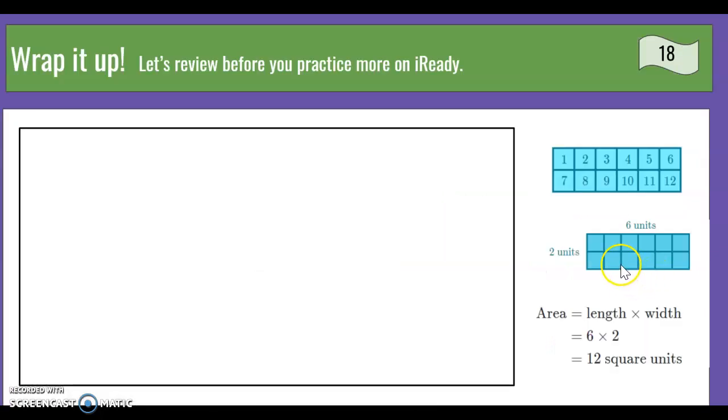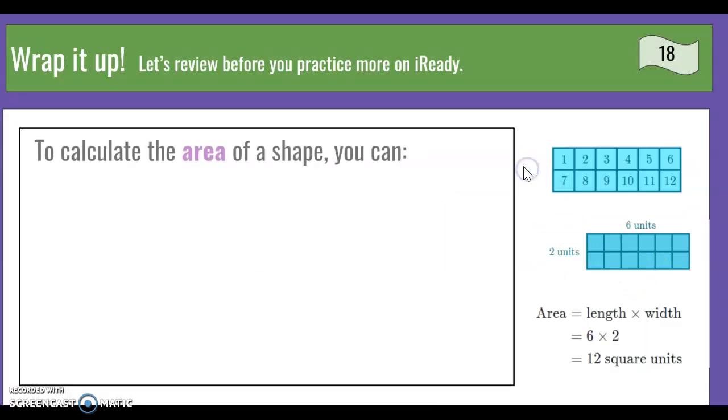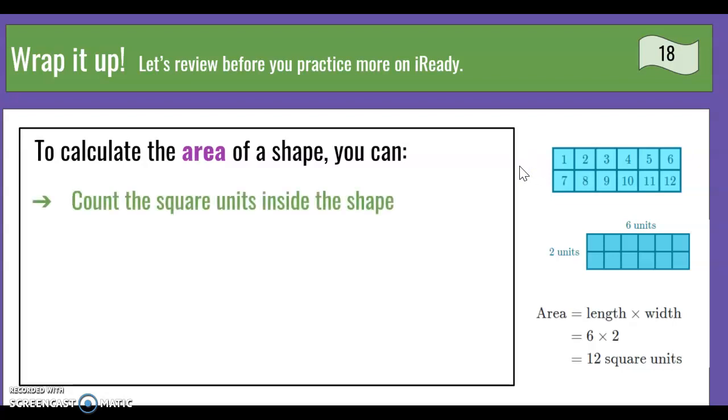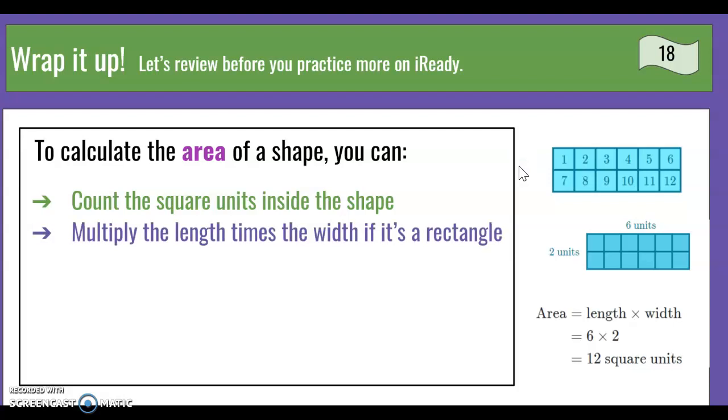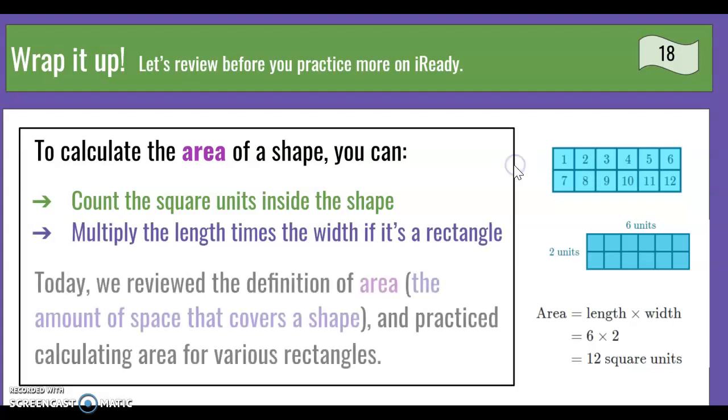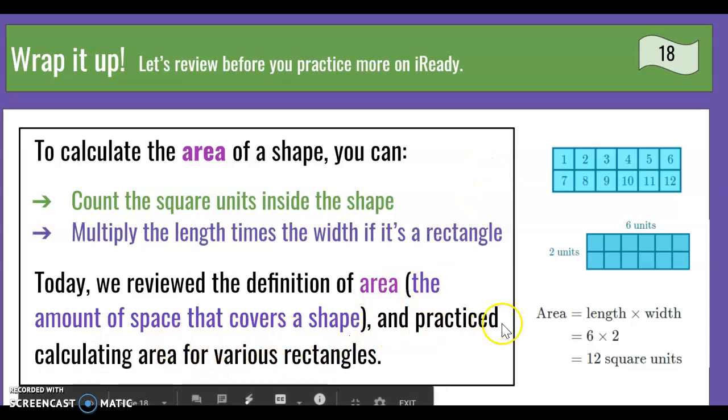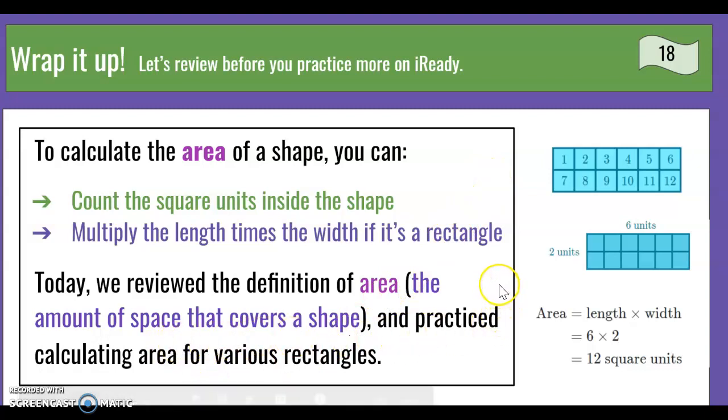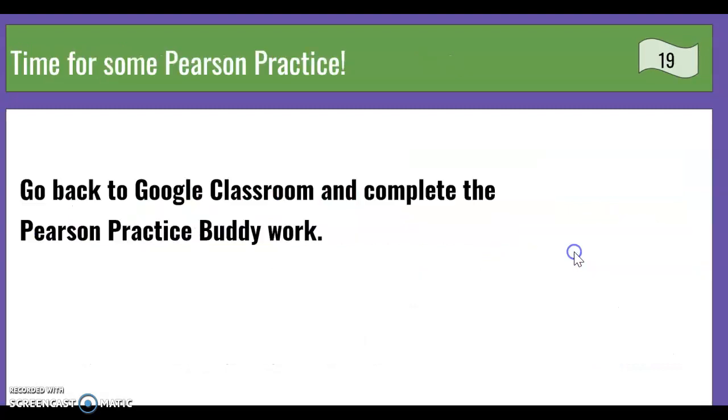Okay, let's wrap it up today. Let's review before you practice. To calculate the area of a shape, you can count the square units inside the shape, or multiply the length times the width if it's a rectangle. Today we reviewed the definition of area, the amount of space that covers a shape, and we practiced calculating area for various rectangles. Again, you can count the squares or you can multiply length times width.